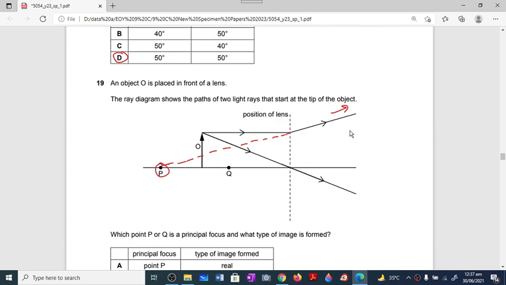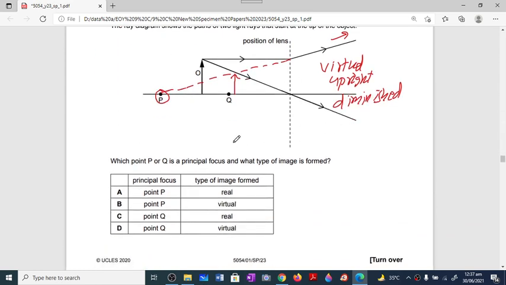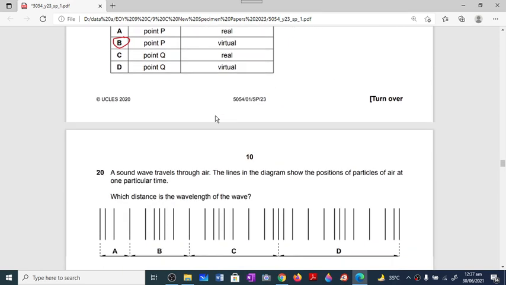So this is the value which we require, the principal focus point P, and the image formed will be at this point. The properties of this image are that it is virtual, upright, and diminished. So the correct answer for question number 19 is at point P and it is virtual. So option B is the valid option.